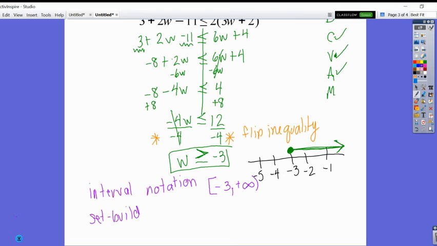Then we also have that set builder notation to discuss. So for set builder notation, get your curly braces set up, introduce the variable that we're talking about, W in this case. Vertical bar tells me I'm done with the introductions. Now we're ready for the important stuff. So W is greater than or equal to -3.